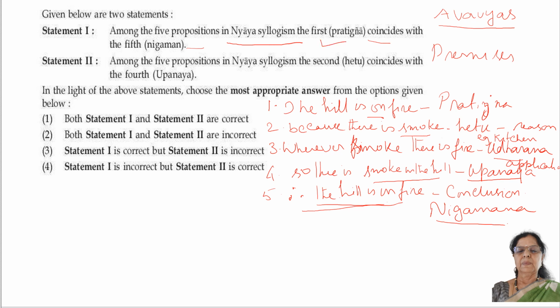And what is the next statement? What does it say? Among the five prepositions in Nyaya syllogism, the second, hetu, the reason, coincides with the fourth. The second is because there is smoke, and the fourth one is there is smoke in the hill. So both are same. Yes, the second and the fourth preposition coincide. So both the statements are correct. So which option says both the statements are correct? The first option says statement 1 and statement 2 are correct. So option 1 is correct.